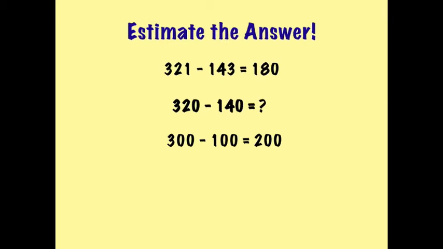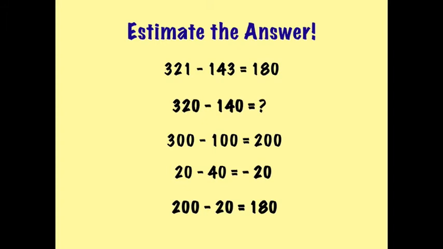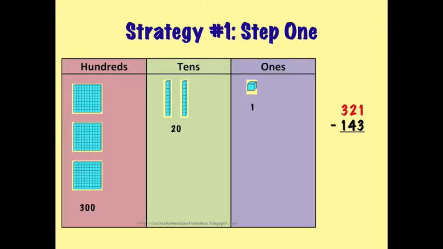of 200. Since we have rounded 320 to 300 and 140 to 100, we know that we must then subtract those differences from 200 to reach an estimated answer of 180. Now let's use a couple of non-traditional strategies to check our answer and see how accurate our estimated answer was.